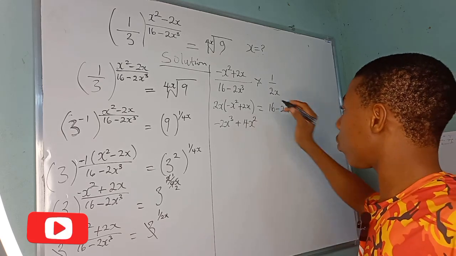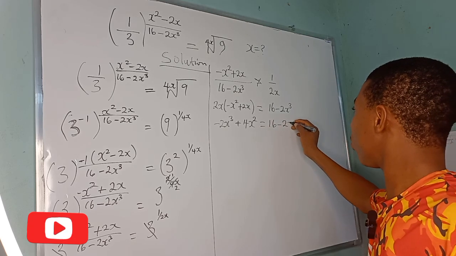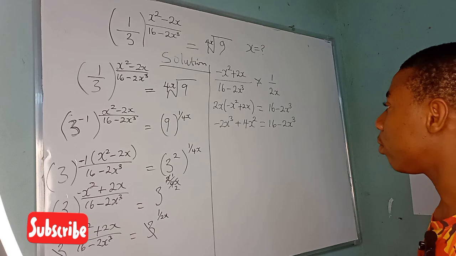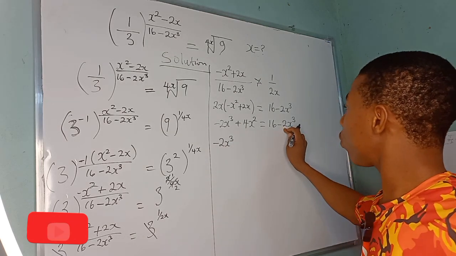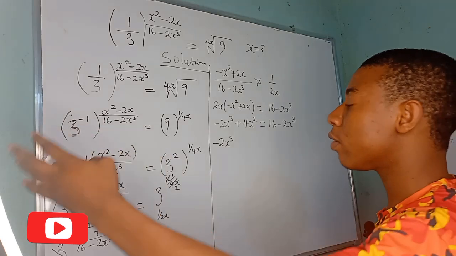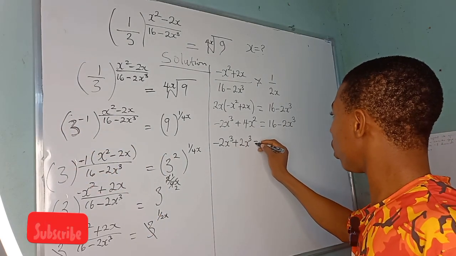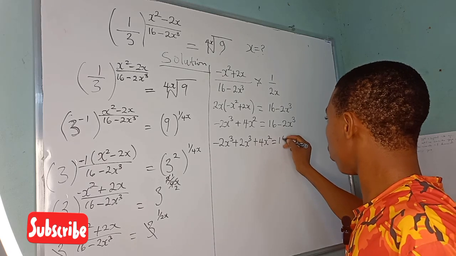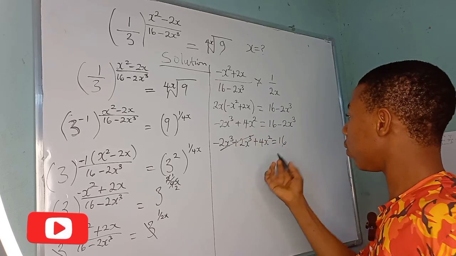4x squared equals 16 minus 2x cubed. Now, by collecting like terms, we have here minus 2x cubed. When this minus 2x cubed crosses to my left hand side, it's going to turn to plus 2x cubed plus 4x squared equals to what? 16. So now you see that this is gone, this is 0.